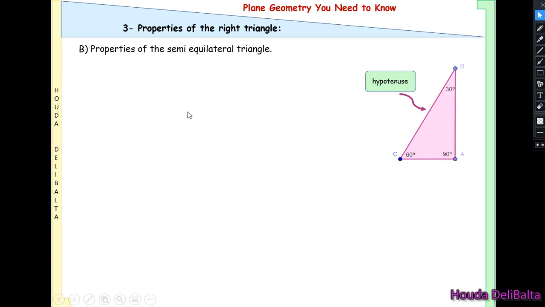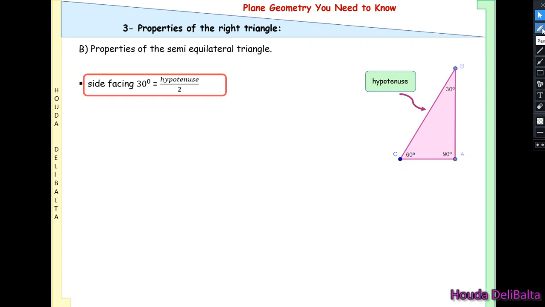The first property of the semi-equilateral triangle is that the side facing 30 degrees, this side AC as you see here in the figure, is equal to the measurement of the hypotenuse divided by 2. So if the hypotenuse is 8, for example, then definitely this side is 4. If the hypotenuse is 7, for example, this side is 3.5. Let's make a little proof to let you understand where this property comes from.